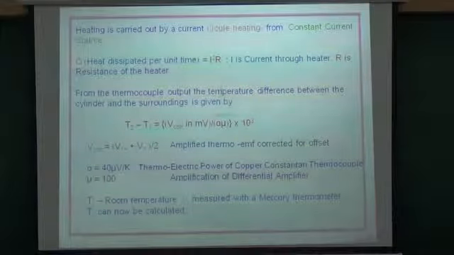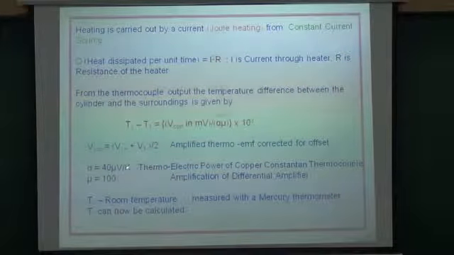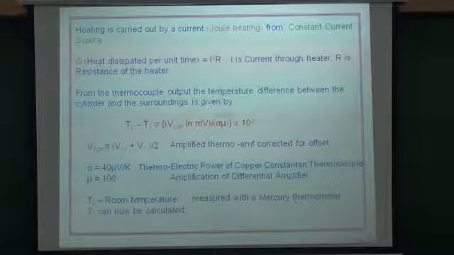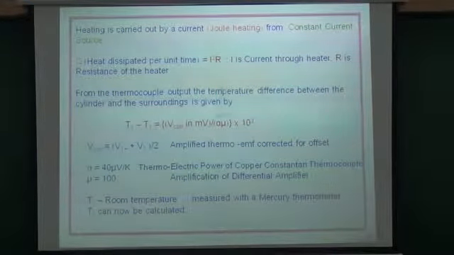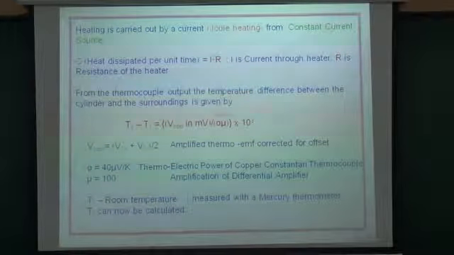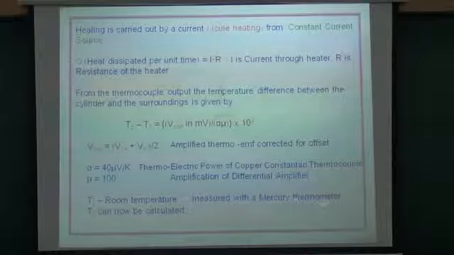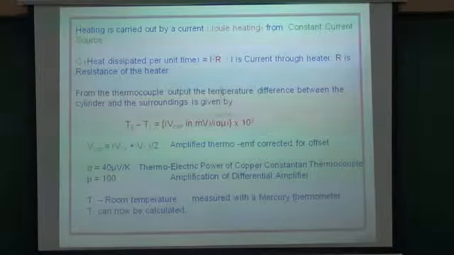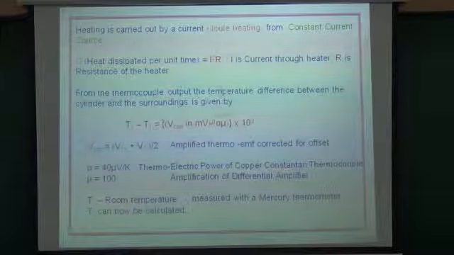Alpha is basically 40 microvolt per Kelvin. This is the thermoelectric power of the copper constantan thermocouple. We used this value yesterday also. And mu is 100. So T1 is the room temperature that we can measure by a mercury thermometer, and we can make use of this formula to find out T2.